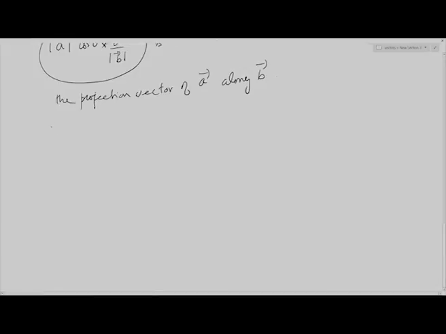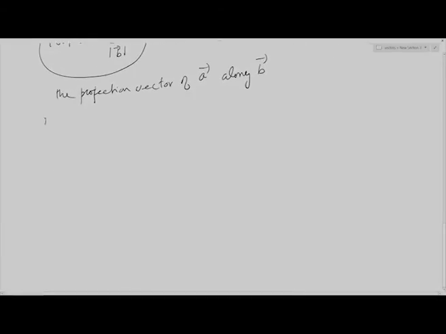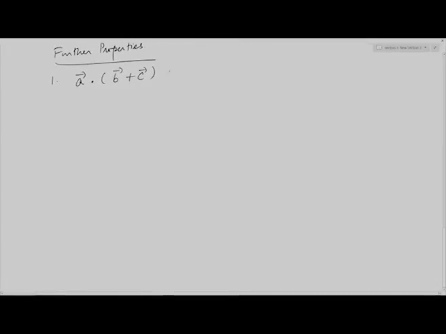Next remark, further properties. Number 1, because now we deal with more than 2 vectors: A dot (B plus C), where B and C are 2 vectors and there is another vector A. So, I am taking the vector addition of B and C and then I take the dot product. This is the same as A dot B plus A dot C. A dot (B plus C) is a number because I am taking the dot product. The left side is a number and the right side also is a number.